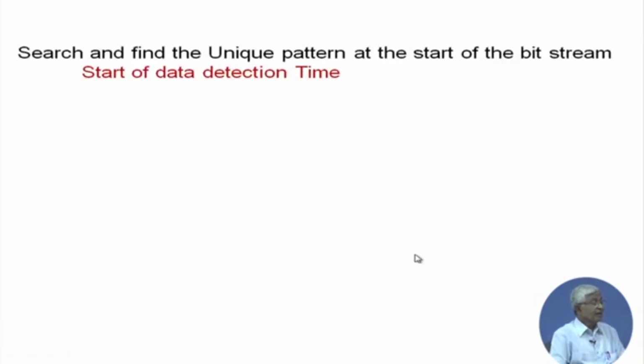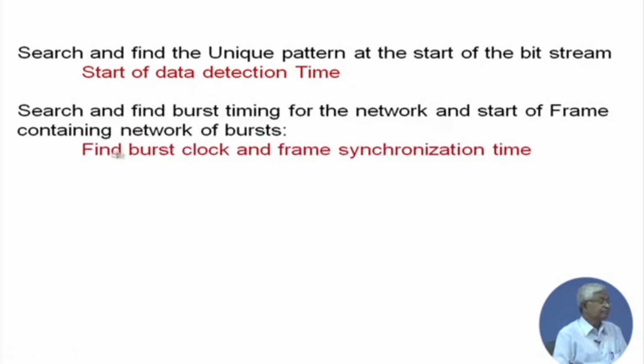And then, after getting the bits, you do not know exactly where your data starts, because you have lost some time. So at the beginning of the data a sync pattern or unique pattern is given. You search and find that unique pattern at the start of the bit stream, like a frame has a header. This header is a unique pattern. So the data start time has to be detected. It is called unique word detection time.